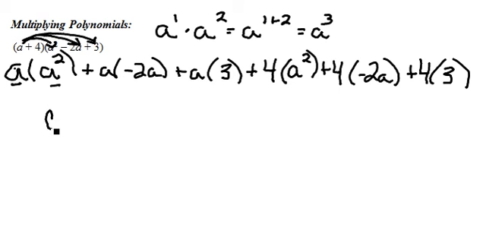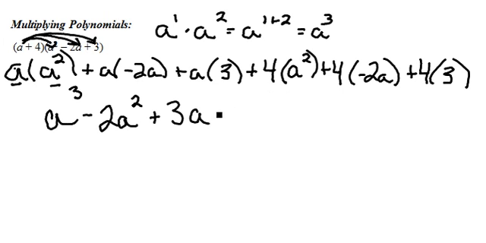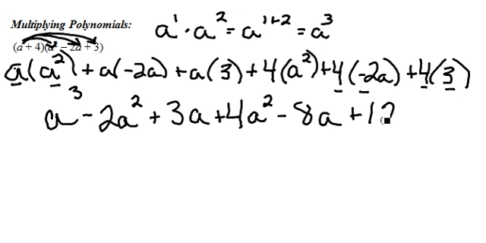Now an a times a negative 2a, I'm going to put my coefficient negative 2 out front, and then a times a gives me a squared. A times 3 is plus 3a. 4 times a squared is plus 4a squared. 4 times negative 2a, I could take the 4 times negative 2, which gives me negative 8, and then I have my a term. And then 4 times 3 is a positive 12.